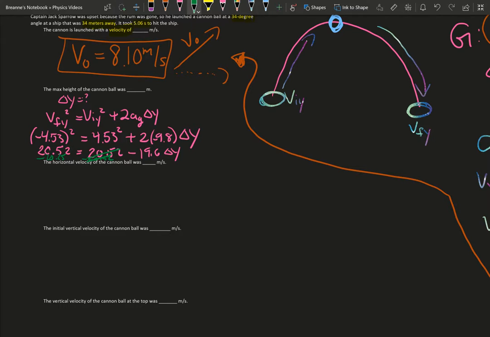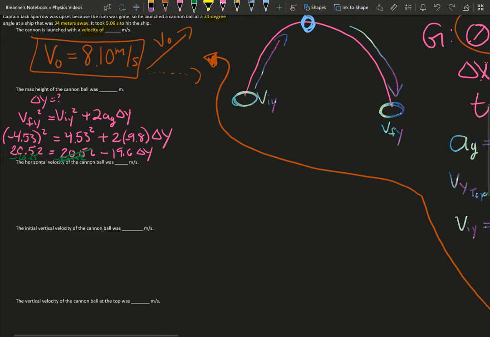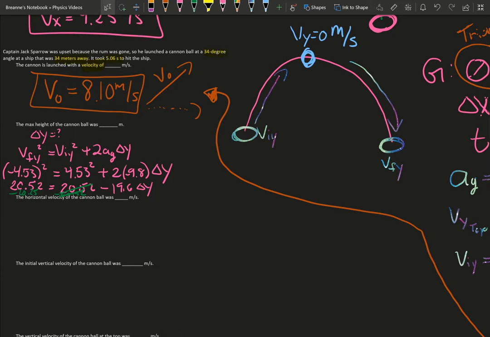And so if you type in 20.52, oh, we're going to get a 0, aren't we? So what did we do wrong? Because if you do 20.52 minus 20.52, you get a 0. And then if you sit there and try to divide, you're going to end up getting a 0.